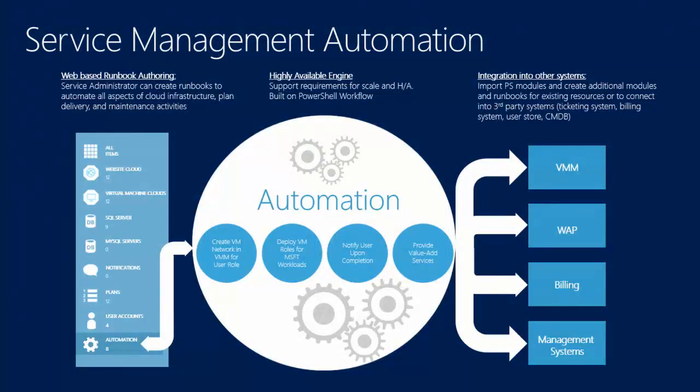The scenario I'm going to be demonstrating is the tenant provisioning scenario. So we create a VM network for the tenant in VMM, and we're using VMM PowerShell there. We deploy VM roles for Microsoft workloads, and those are the ones available on Building Clouds, and we use the web service for that. We notify users upon completion, and then we potentially, eventually, will provide value-add services, depending on what is desired. We haven't gotten to that bit yet. I don't have that portion created, but we're still taking notes on what value-added services you might be looking for, so we can certainly blog about that in the future.